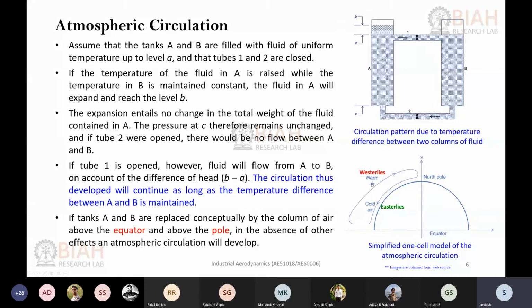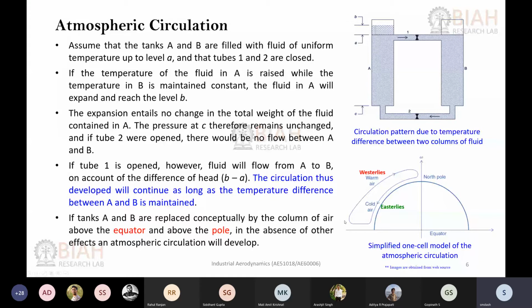Okay, and the wind which comes from the pole towards the west side or towards the equator will be called easterly winds. All right, so these are westerly winds, which are warmer, and easterly winds, which are colder generally. But this is a very simplified model, and we don't see such simplified circulation in the atmosphere.